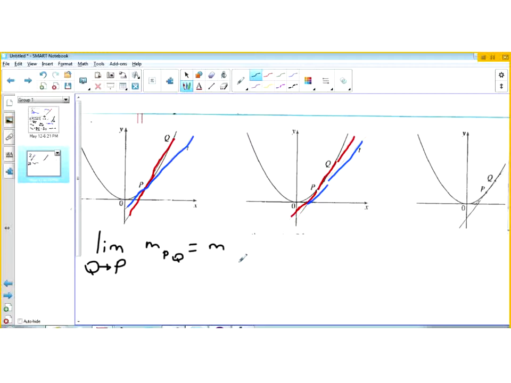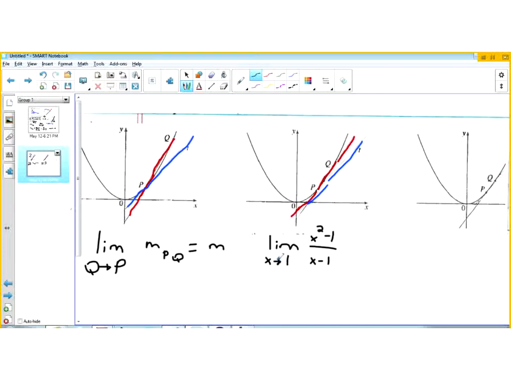Now we can substitute in equations for this, and we can say that the limit as x approaches 1, and we know the formula for MPQ from the previous slide. It was defined as x squared minus 1 divided by x minus 1. Because the way we move Q is we make adjustments in the abscissa, in the independent variable x.